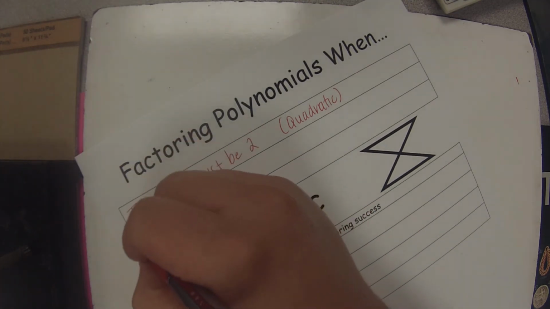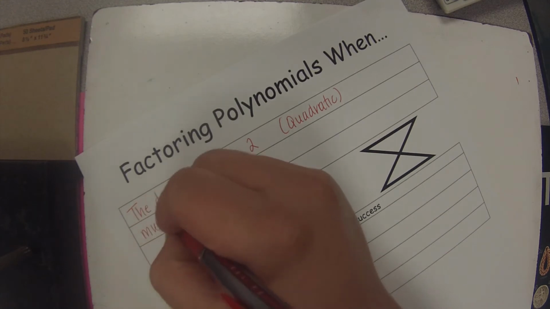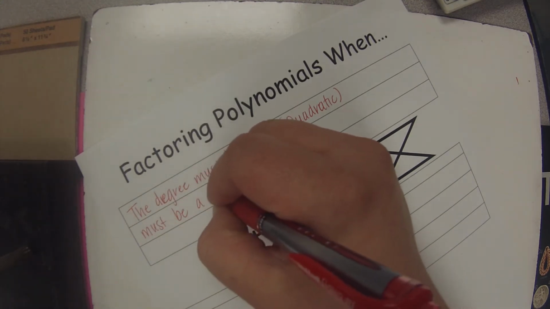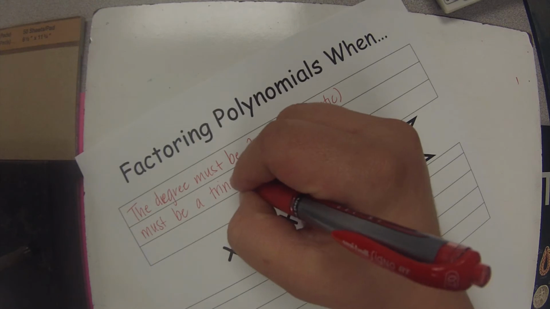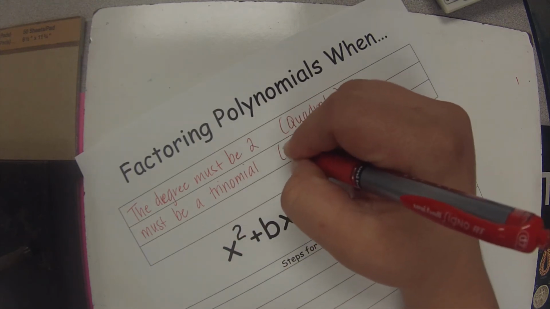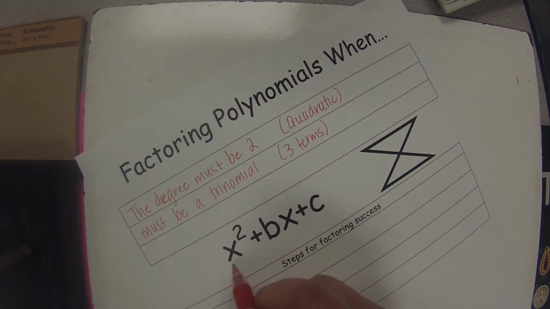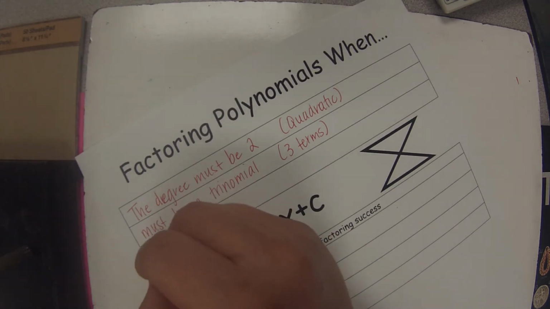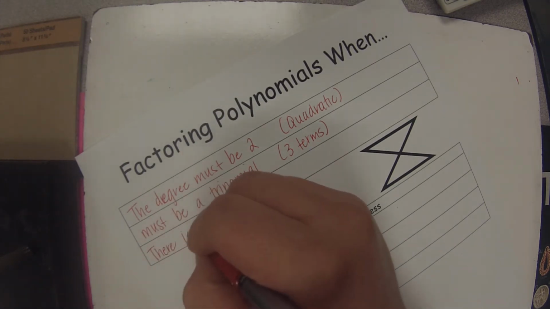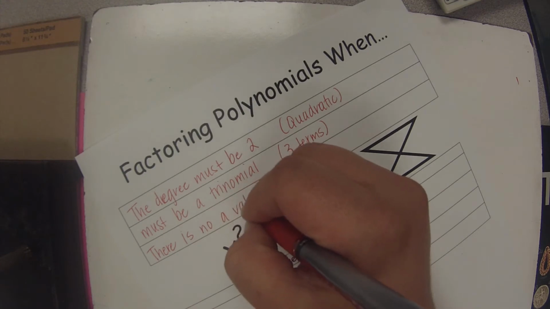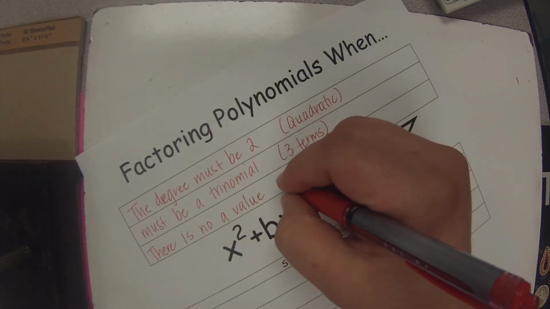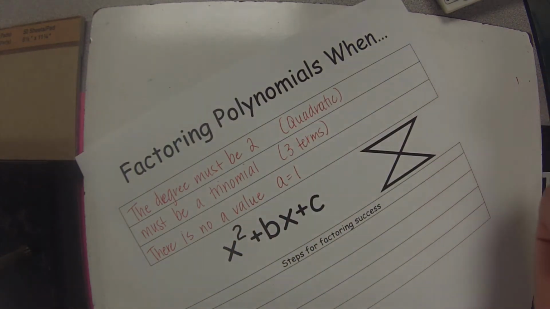The second thing that must happen is that this must be a trinomial. There must be 3 terms. In our example down here, x squared is a term, bx is a term, c is a term. And then the last thing is that there is no a value. Or if you want to think that a equals 1, so it's an understood 1, there's nothing there.